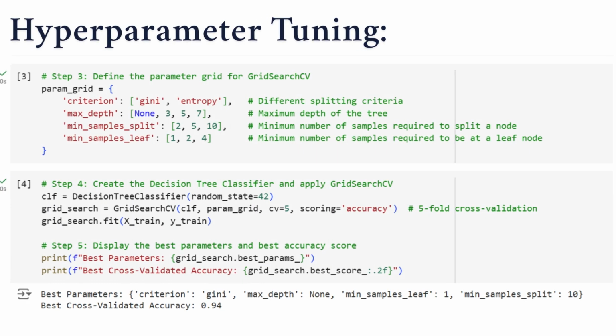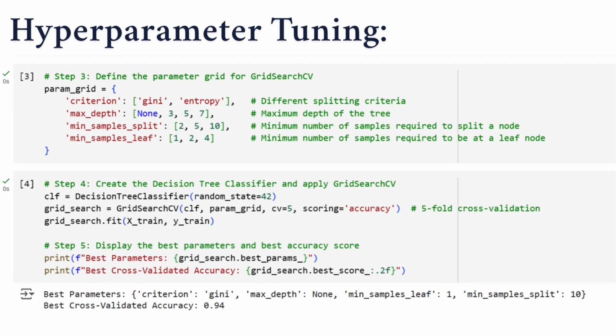5. Defining a parameter grid and using grid search. A parameter grid is a set of potential hyperparameter values, e.g., tree depth or minimum samples required at a leaf node, that could affect the model's performance. Grid search systematically tests each combination of these parameters to identify the best one.